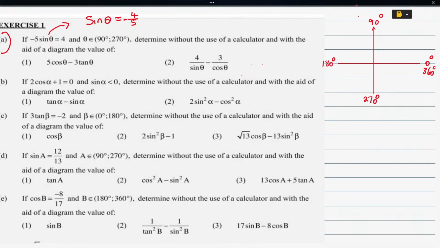So after checking here, you are going to check. They say you must draw this. Tell us a quadrant where sine is negative from 90 up until 270. This is the restriction. Let me underline the restriction. Now, tell us a quadrant where sine is negative from 90 degrees up until 270 degrees.